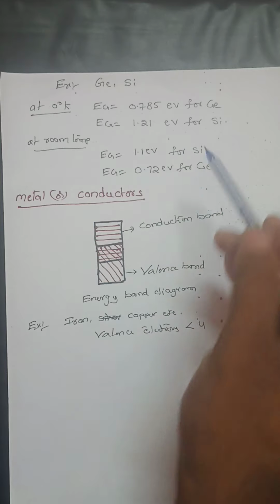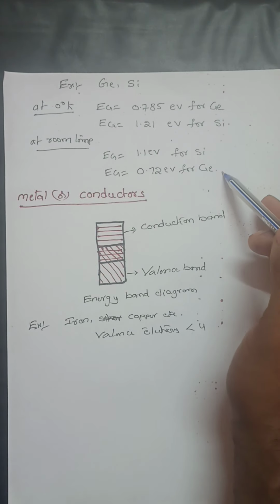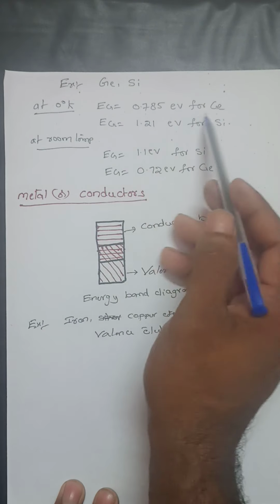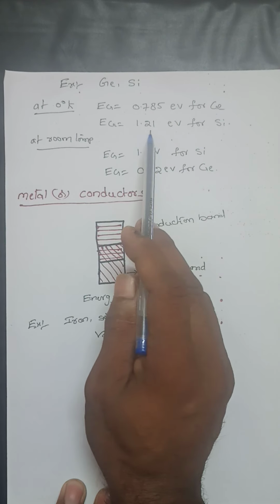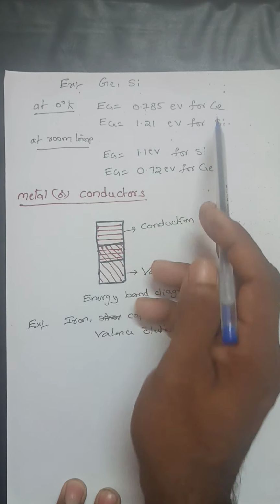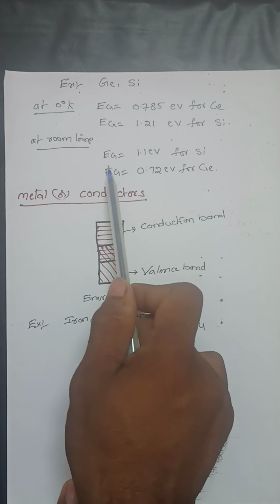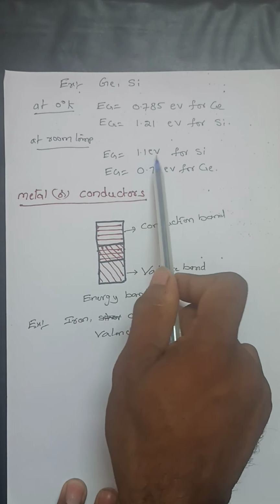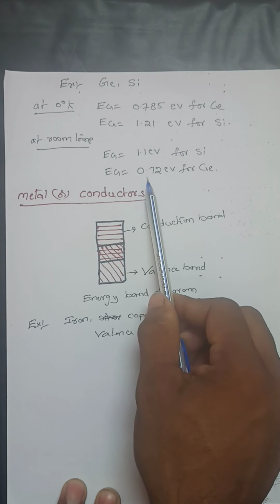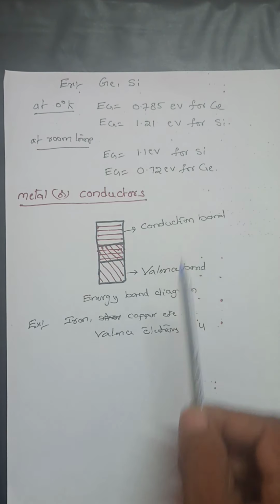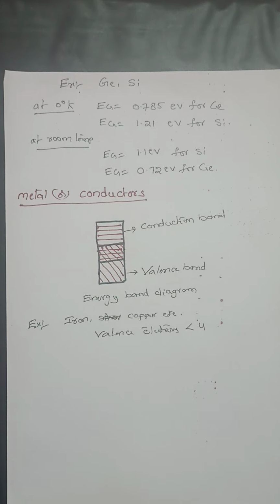So these are the very important values. At room temperature, Eg is equal to 1.1 electron volts for silicon and Eg is equal to 0.72 electron volts for germanium. At 0 degree Kelvin, Eg is equal to 1.21 electron volts for silicon and 0.785 electron volts for germanium. So this is very important.